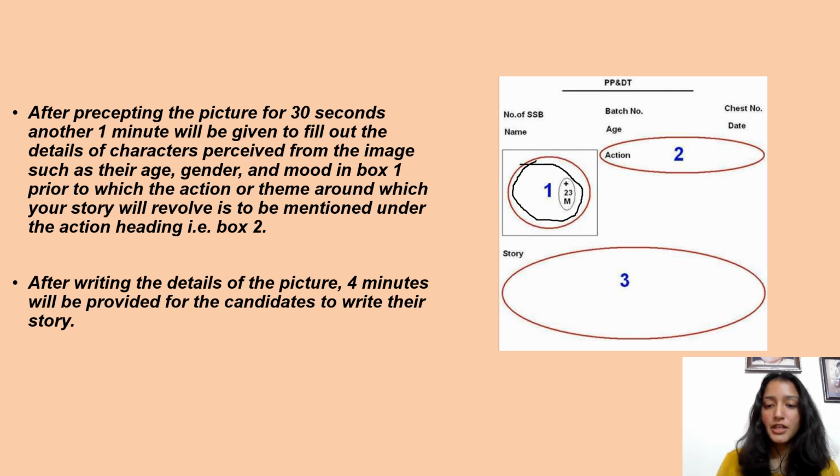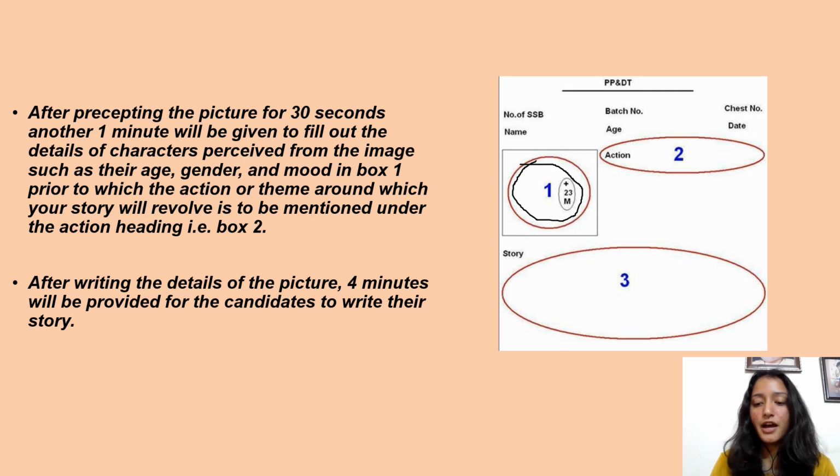What is the age that you can judge from the picture that is shown to you? What is their gender, clearly, and what is their mood? Are they in a positive mood, or in a neutral mood, or in a negative mood? These are the things that you have to mention in these boxes for all the characters that you see. And the character that you have considered as your main character, or your hero, as we say, you circle out the details of that particular character.